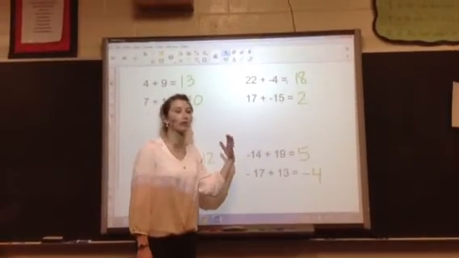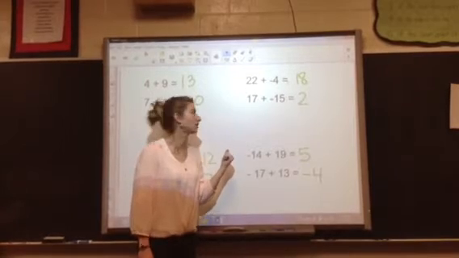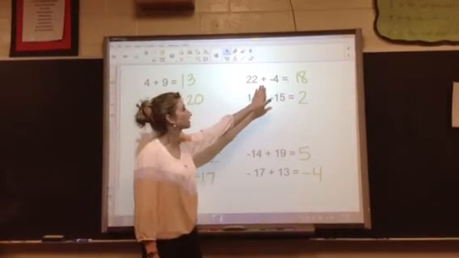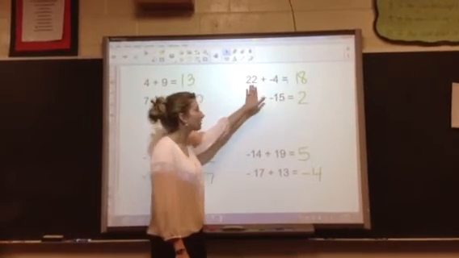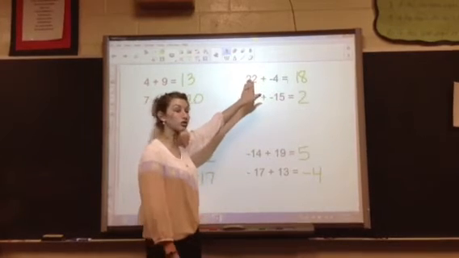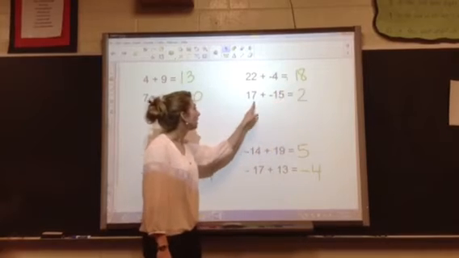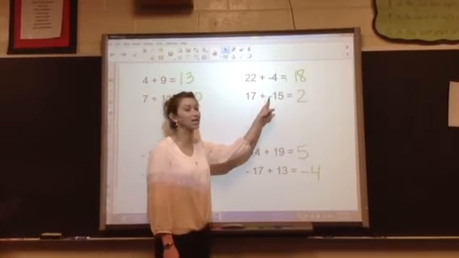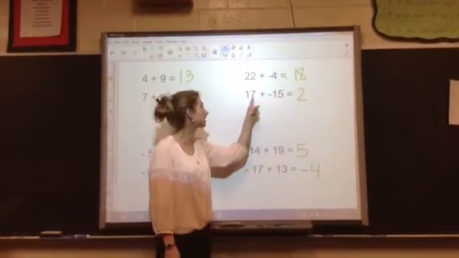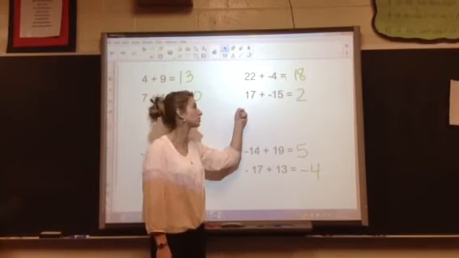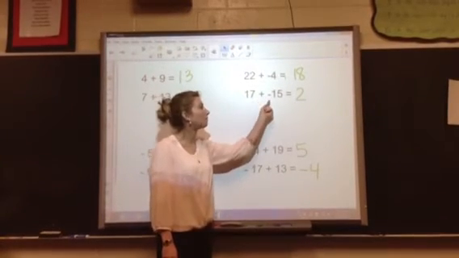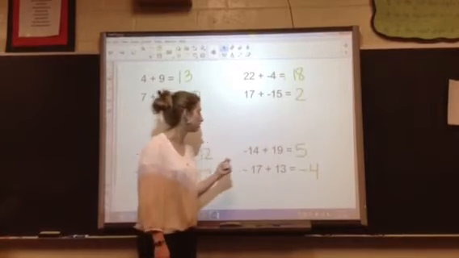Over on my right side here, we now have two different signs in our columns. So we have 22 plus a negative 4. We have different signs, so we keep the sign of the larger number. The larger number being positive, our answer is 18. In the next one, we have 17 plus a negative 15. Again, keep the sign of the larger number, 17, so it's positive. 17 minus 15 is 2.